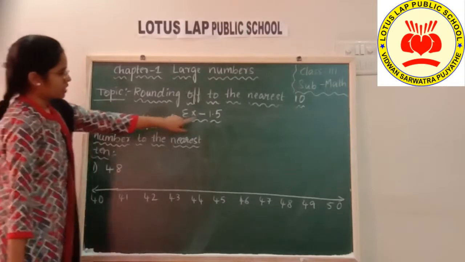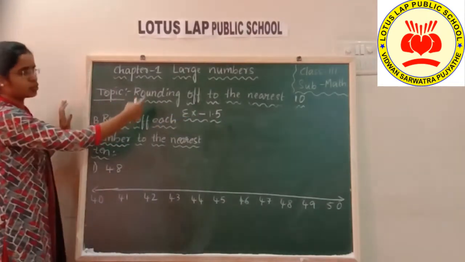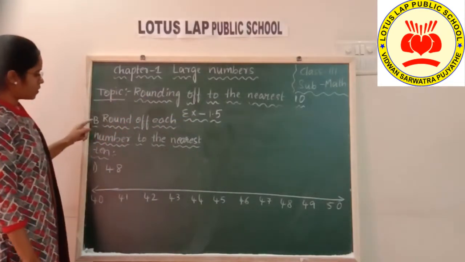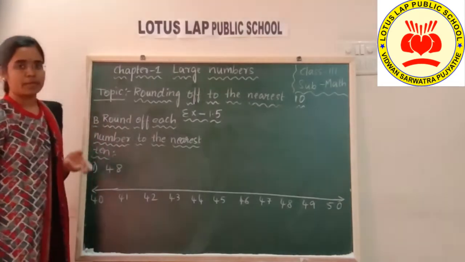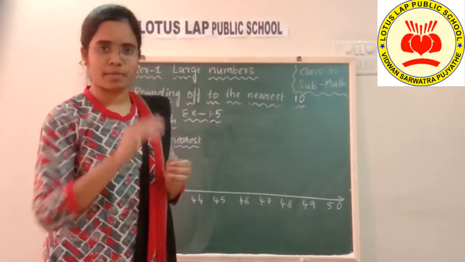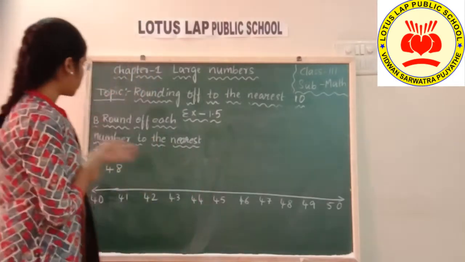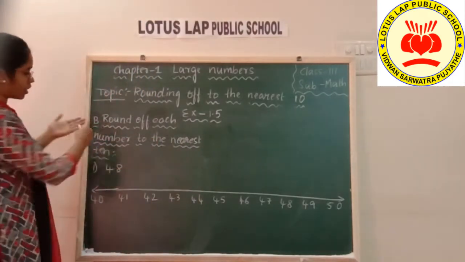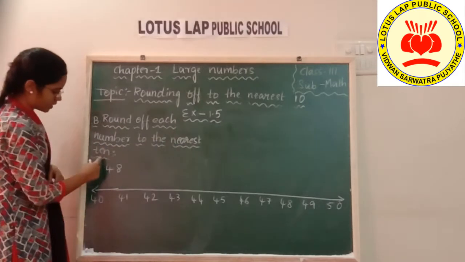Yes, here is our exercise 1.5, children, related to rounding off to the nearest 10. I am not telling you the first bit because it is very easy. It is all about fill in the blanks. You try to fill the blanks by reading the question. Now here is our second bit, rounding off each number to the nearest 10.